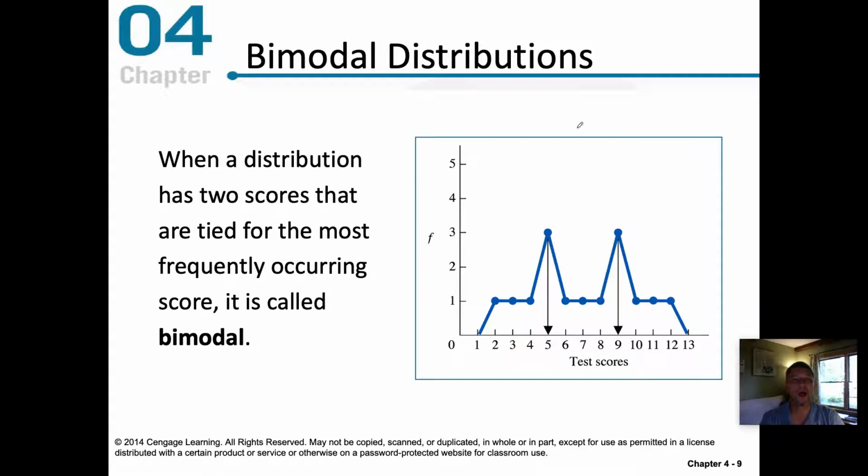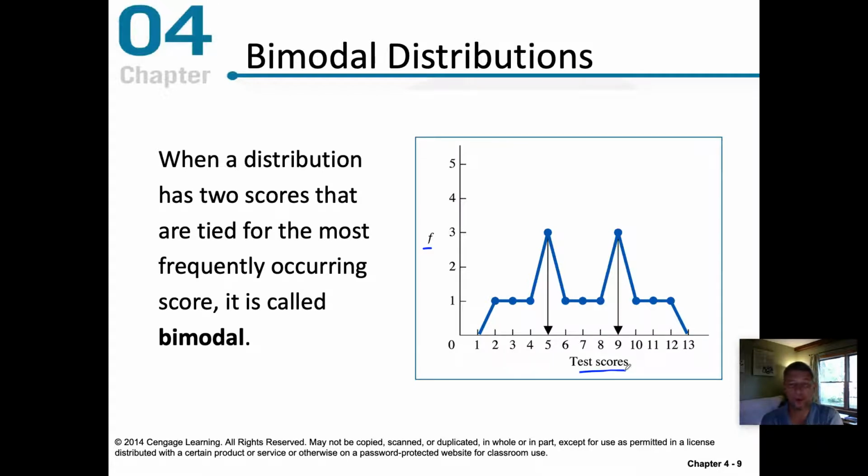Now, bimodal distributions are a little bit different. The prefix bi simply means 2. And so a bimodal distribution is when a distribution has 2 scores that are tied for the most frequently occurring score, and therefore we call it bimodal. Now, here's again frequency on the y-axis, test scores on the x. And here we've got a range of scores that ranges between 2 and 12.